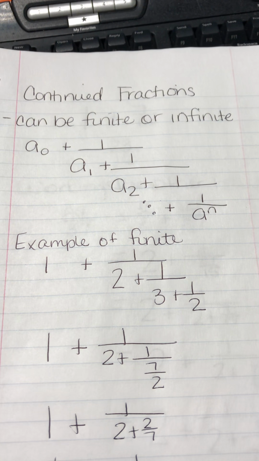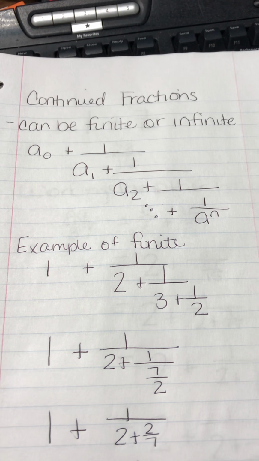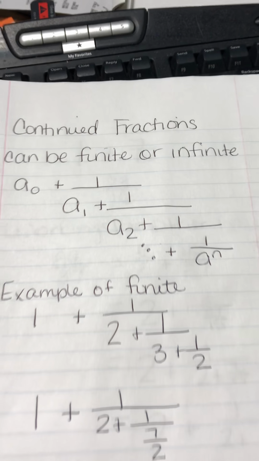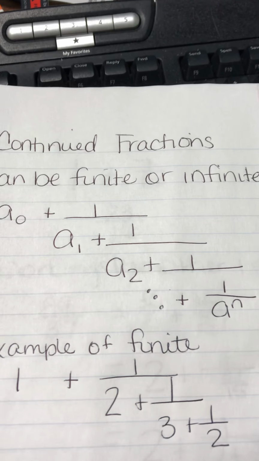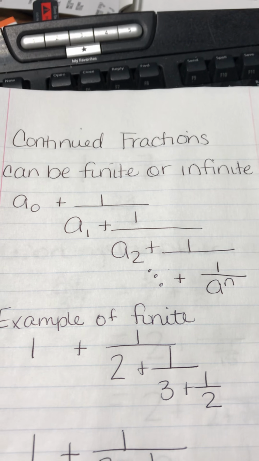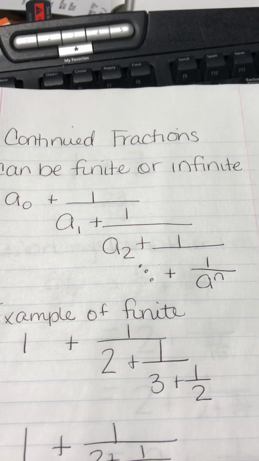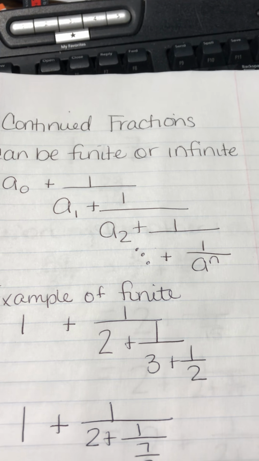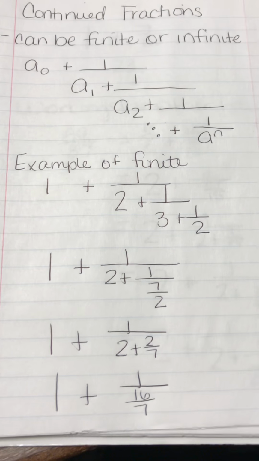I decided to do my project on continued fractions. And so what I learned is that continued fractions can be finite or infinite. This is the formula: a0 plus 1 divided by a1 plus 1 divided by a2 plus dot dot dot all the way down to an. So here's an example of a finite one.